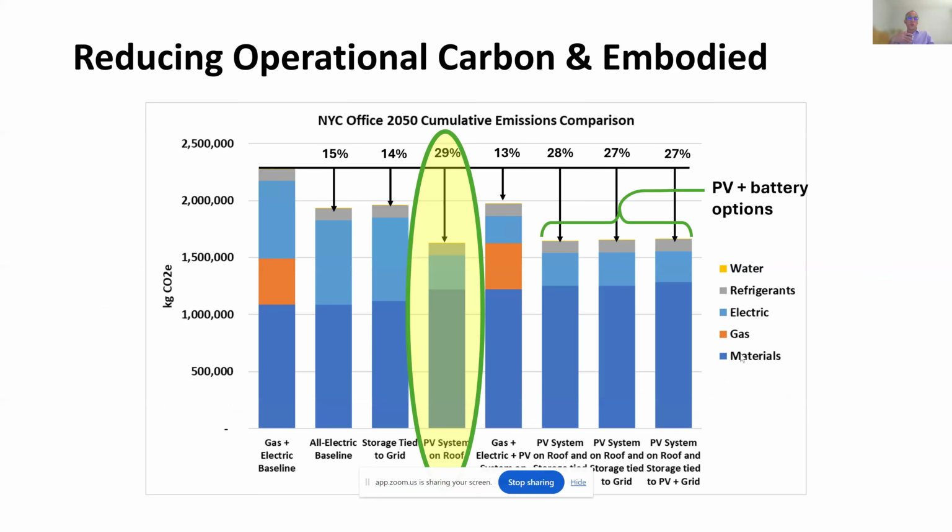Switching over to our New York City office building, again, we didn't see a particular benefit when we used batteries because there was no carbon arbitrage, and the batteries had an initial upfront carbon that we were never able to offset. And so in this particular case, just putting PVs on the roof and exporting it to the grid was our lowest 28-year period carbon.